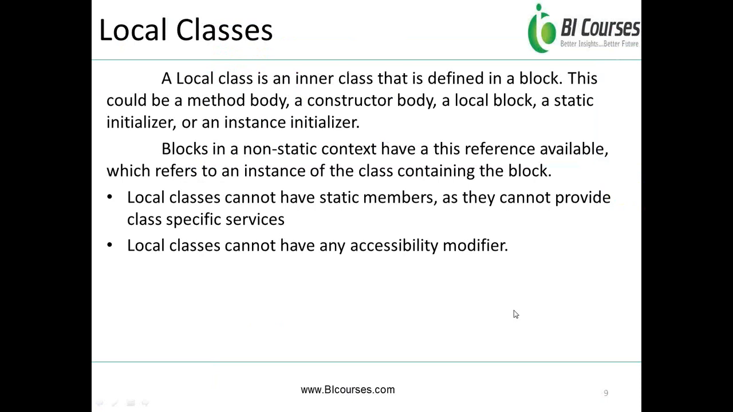Next, local classes. A local class is an inner class that is defined in a block. This could be a method body, a constructor body, a local block, a static initializer, or an instance initializer. Blocks in a non-static context have this reference variable which refers to an instance of the class containing the block. So these classes can be created anywhere, and local classes cannot have static members, as they cannot provide class-specific services. So we can only use instance variables, not static members. And local classes cannot have any accessibility modifier.